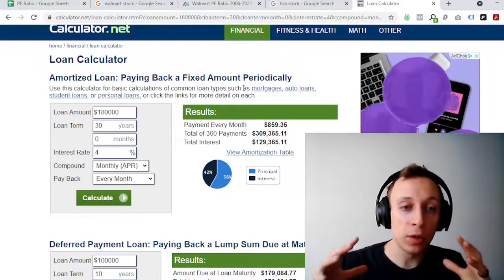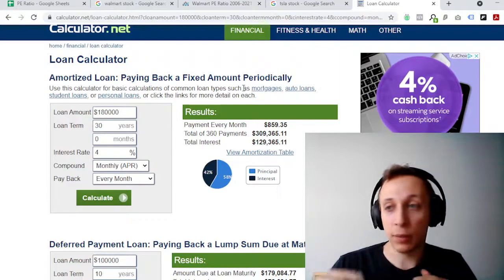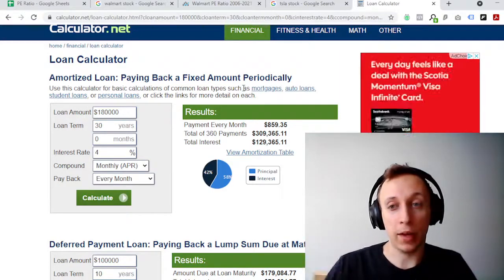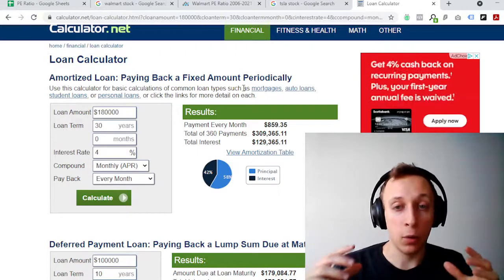Again, there's more than just interest rates that impact home prices. There's supply, there's demand, there's what people are willing to pay in rent. There's lots of factors, but interest rates are a major factor in home prices.